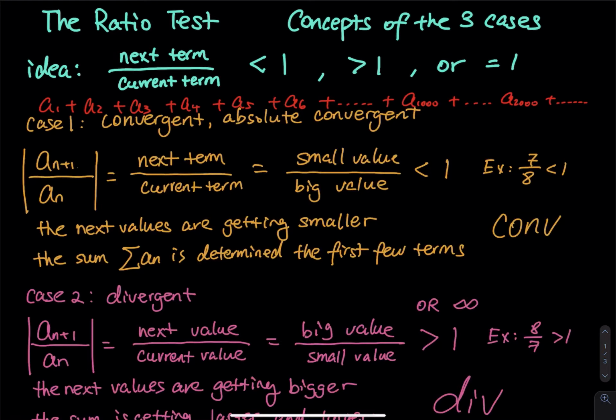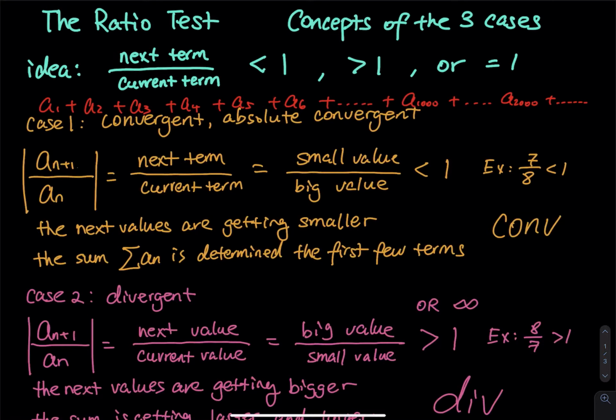we keep on moving. The idea is we take a current term and the next term, and then we set up a ratio. The way we set it up is we take the next term divided by the current term, and then there are three cases. The ratio is either less than 1, greater than 1, or equal to 1. To avoid having the pluses and the minuses, the alternating series, we take the absolute value of the ratio. All right, so the first case is the series is convergent, or absolute convergence.